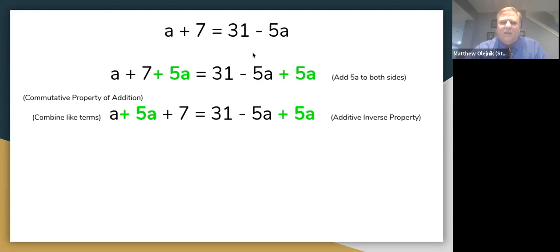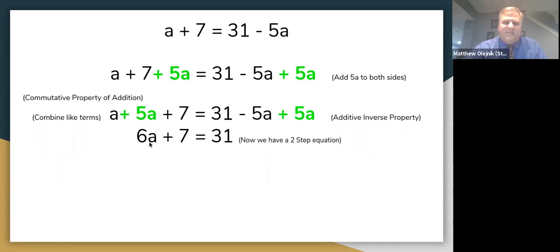When we take a look, a plus 7 plus 5a right here, we can rewrite that. That's the commutative property of addition. And now we're going to start combining like terms. The a and the 5a are going to combine. And then over here, we have a negative 5a plus a 5a. Those are going to cancel out, or that's the additive inverse property. When added together, it's going to equal 0. And those two will disappear.